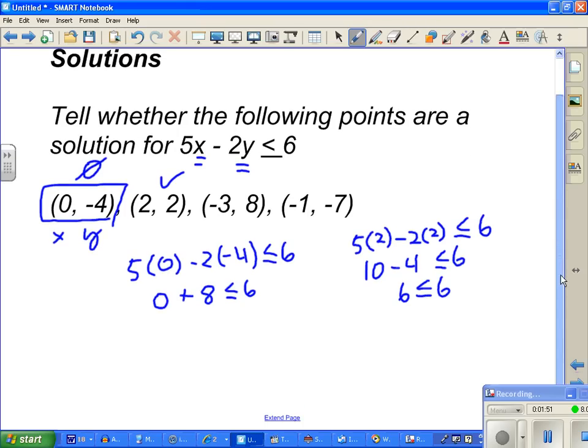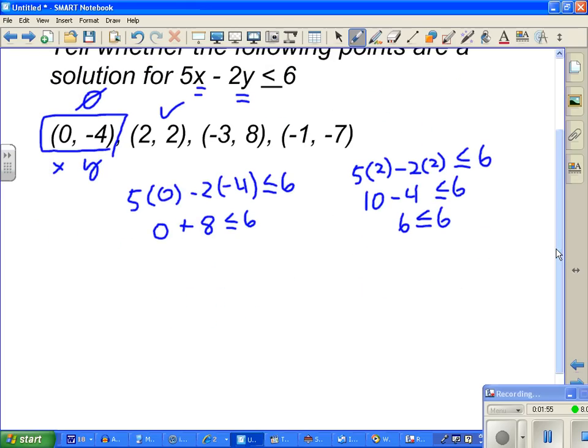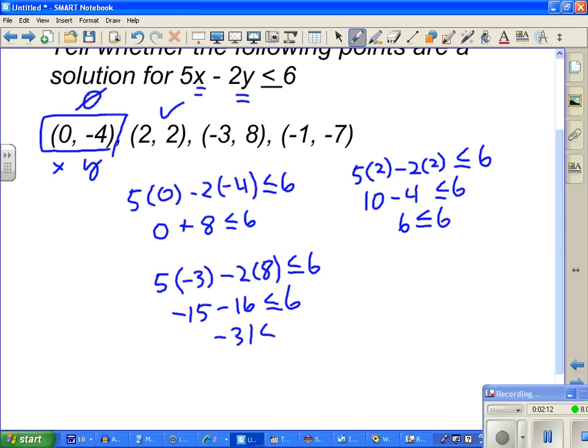Okay. What about negative 3, 8? 5 times negative 3 minus 2 times 8 is less than or equal to 6. Negative 15 minus 16 is less than or equal to 6. That's negative 31 is less than or equal to 6. Absolutely, that one's true.